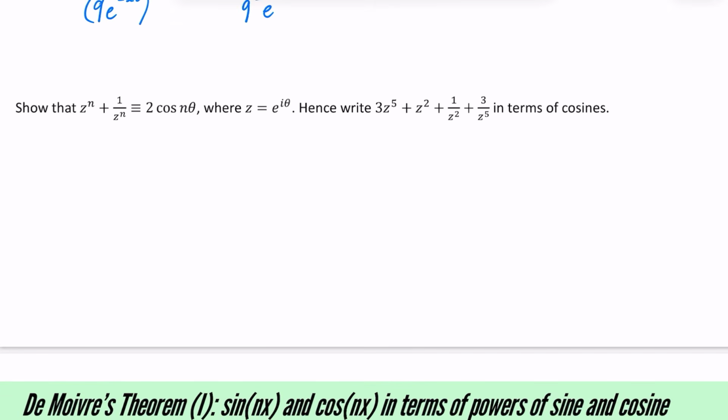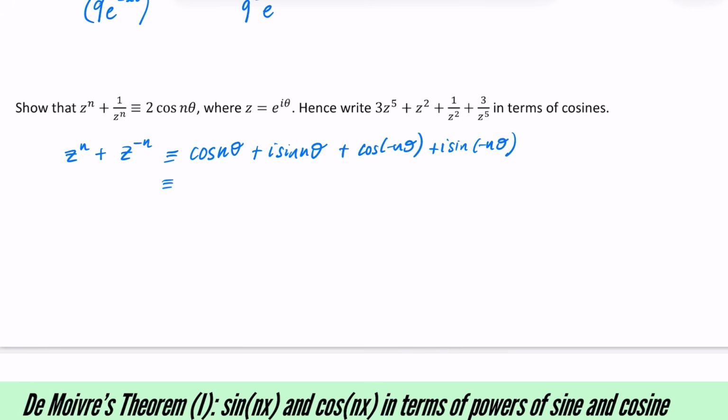I'm going to start off by saying that z to the n plus 1 over z to the n is the same thing as z to the n plus z to the minus n. So this is, I will use the identity symbol because it's there. The first part is going to be cos n theta plus i sine n theta. And then the second part is going to be cos minus n theta, because it's minus n this time, plus i sine minus n theta.